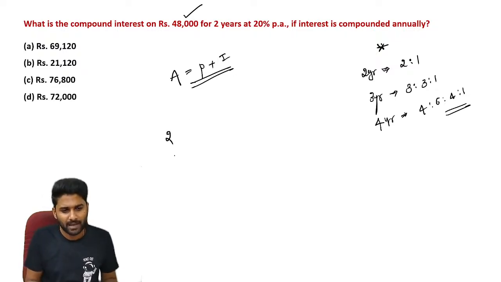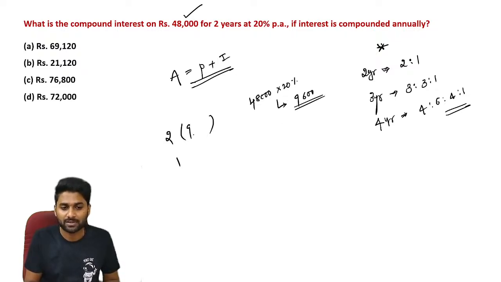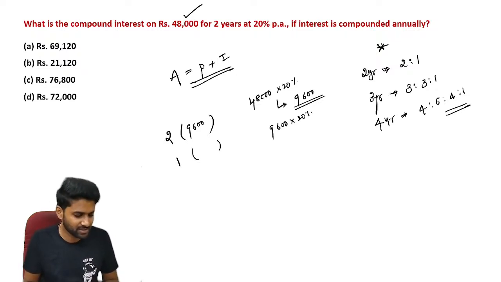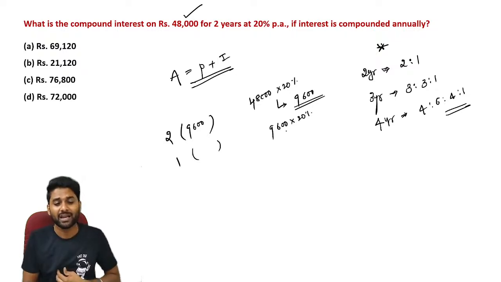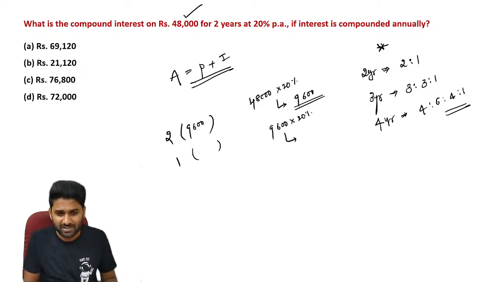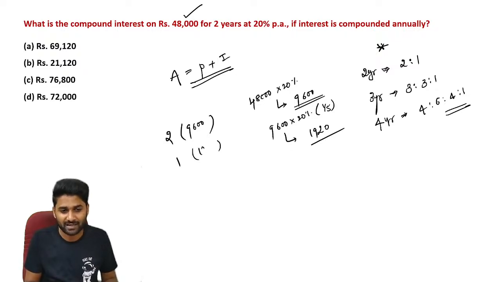Now see, as I told you guys, the 2 years ratio is 1 is to 2 is to 1. First you have to calculate: 48,000 rupees is the principal and 20% of 48,000 is exactly equal to 9,600. So here 9,600. The next one should be multiplied by 9,600. See, compound interest is all about interest on the interest. Now you have to calculate 20% of 9,600. 20% is all about 1 by 5. So this gives 1920.